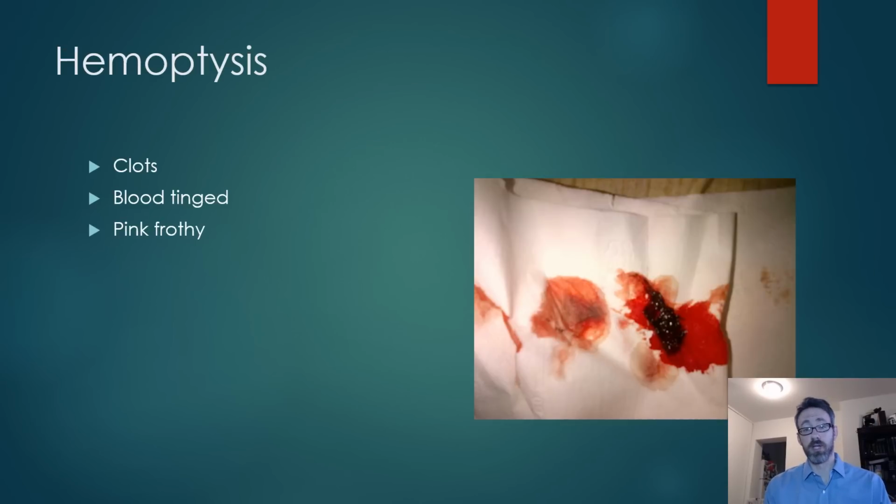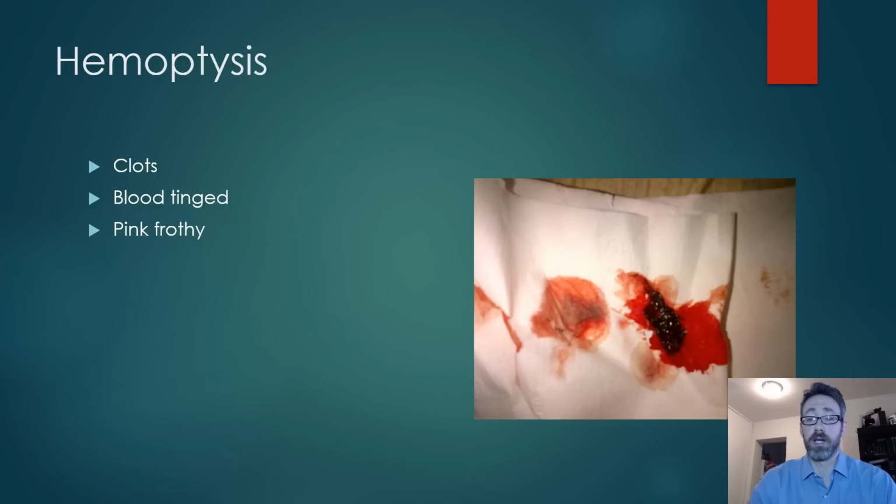Hemoptysis, so this is blood in the sputum, and as you guys are going to see, when it comes to healthcare, we really don't discriminate when it comes to bodily fluids. We check everything. So you're going to be looking at sputum. You're going to want to look at the color of the sputum. You want to know if there's blood in it. Does it have clots? You're going to be looking at urine. You're going to look at stool samples, blood, you name it. Essentially, we examine everything because it gives us information.